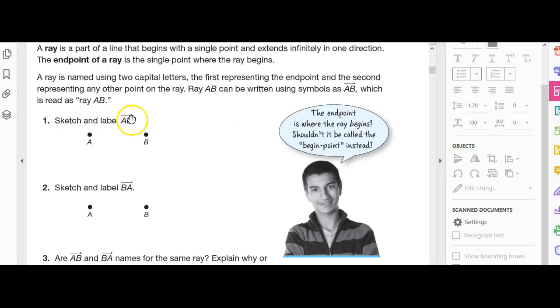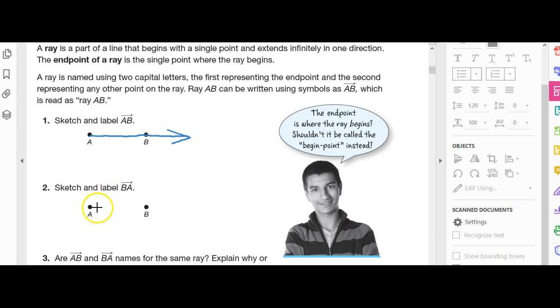So it says sketch and label a ray AB. Now it says ray AB, so I'm going to have to use a different color again. Let's go with this one right here. It would go from A through B and have an arrow to show that it keeps going, and that would be ray AB.